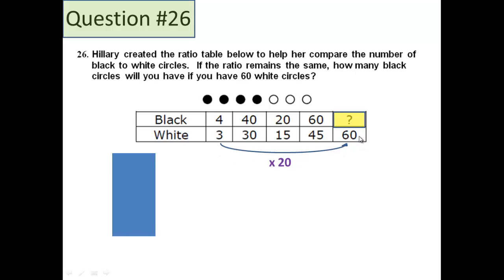Whatever you do to the bottom, you do to the top is right. So what number do you think is going to go in that blank? Go ahead and call it out. If you said 80, 4 times 20 is 80. That was not the only way. You could have gone from 30 to 60 and done times 2, and then 40 times 2. You could have gone from 15 to 60 and done times 4, and then did 20 times 4.